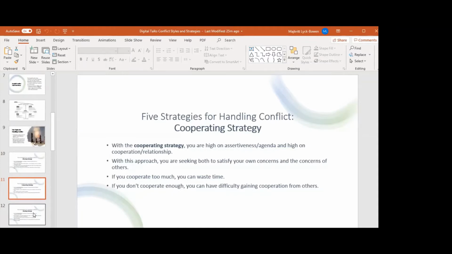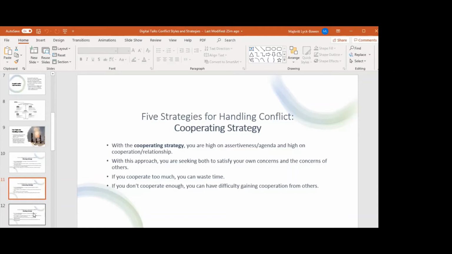Okay, so the next one is the cooperating strategy. That's where you are high on assertiveness and you're also high on cooperation and relationship. So you are high on wanting to have your interests heard, and you're also high on wanting to cooperate and very interested in the other person's interest. So here you're trying to both satisfy your own concerns and the concerns of others.